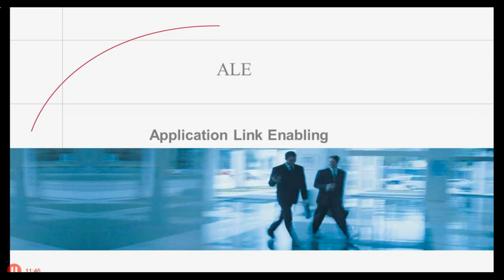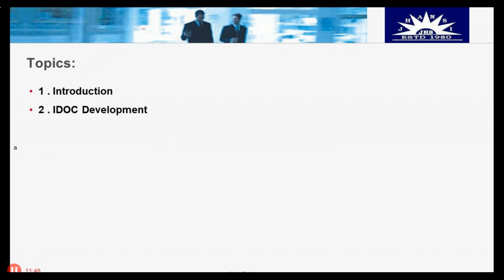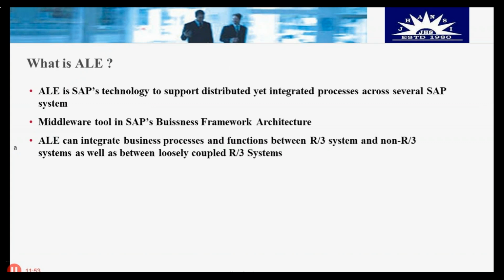ALE is Application Linking Enabling. So, introduction. SAP ALE is SAP's technology to support distributed yet integrated processes across several SAP systems. It is a middleware tool. The third-party tools or interface tools are also called middleware tools in SAP's business framework architecture.